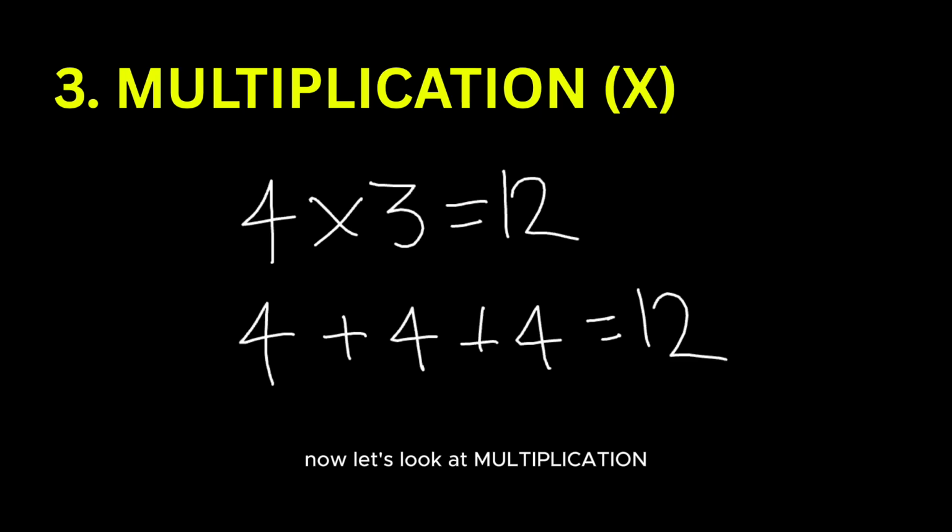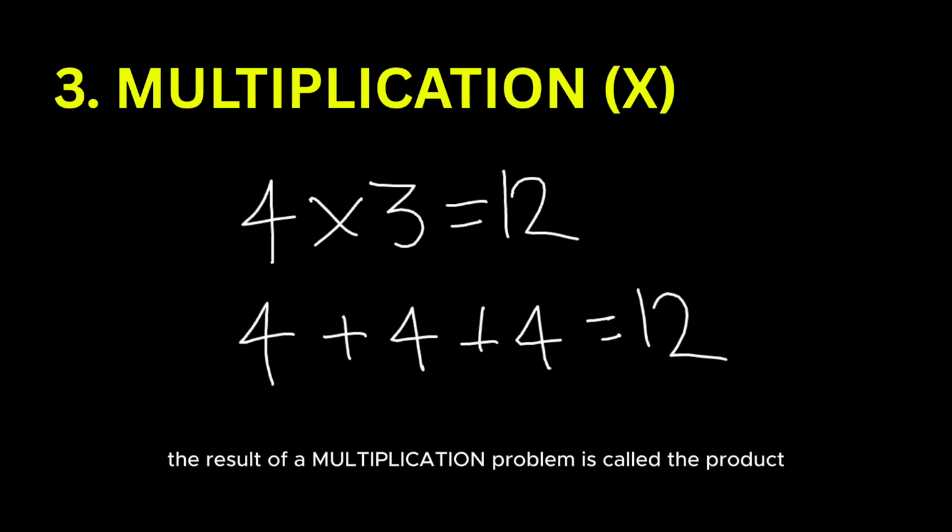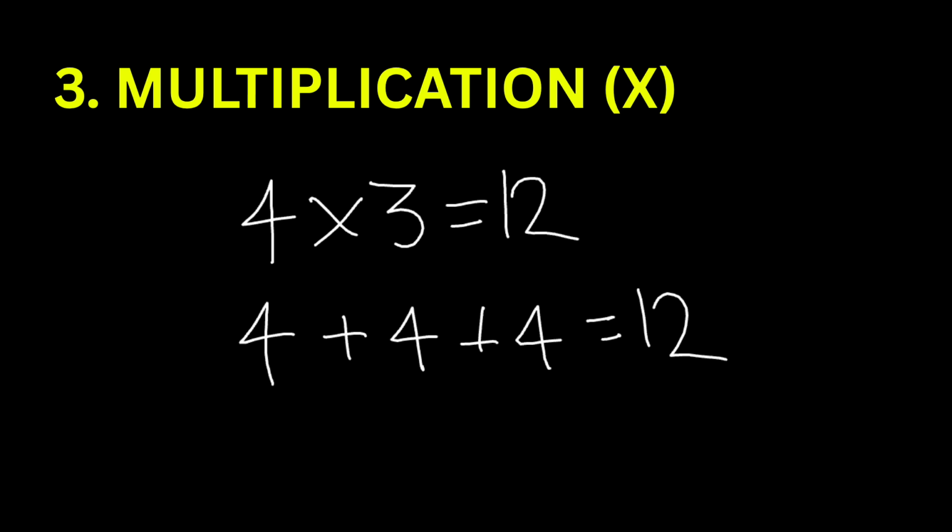Now let's look at multiplication. Think of multiplication as a shortcut for doing addition over and over again. So, 4 times 3 means we are adding the number 4 to itself 3 separate times, giving us 12. The result of a multiplication problem is called the product.